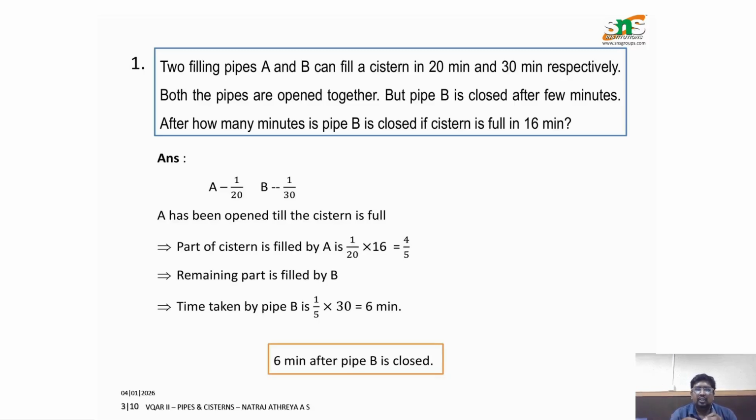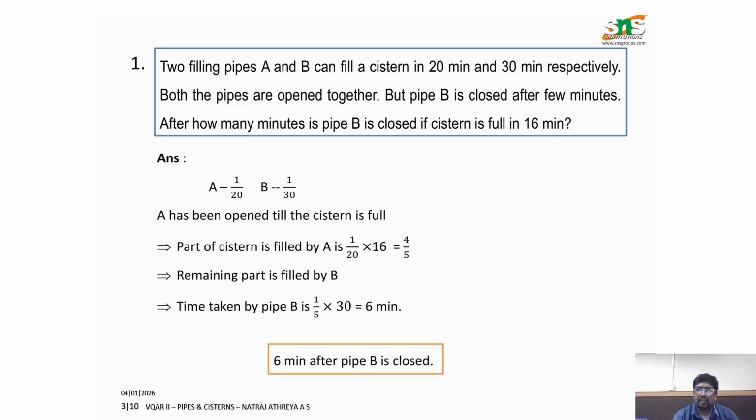Okay, to complete it. When both are open, we would usually write 1 by 20 for A and 1 by 30 for B. A has been opened till the cistern is full. So the part of the cistern filled by A is 1 by 20 into 16. Why do you do that? Because they say that the tank is full at the 16th minute.